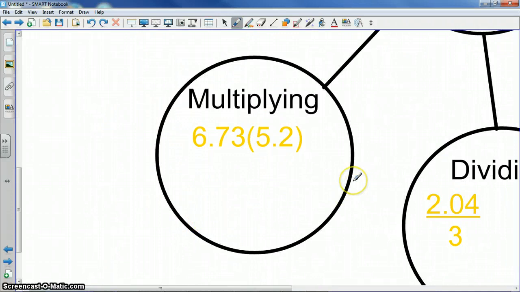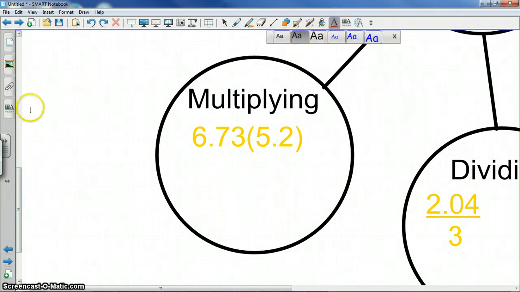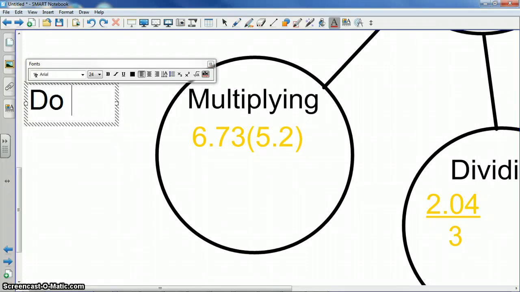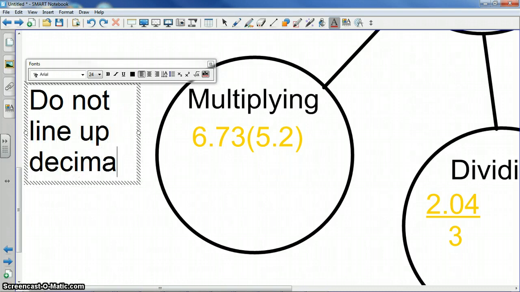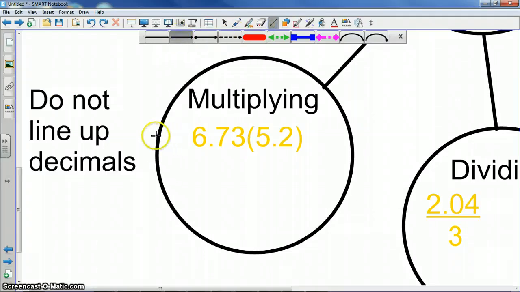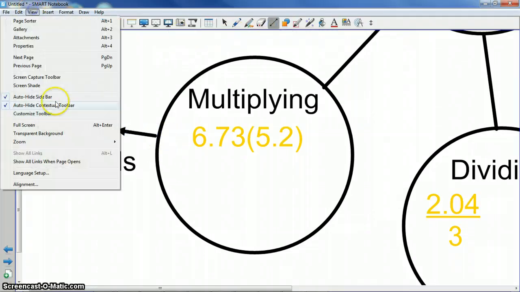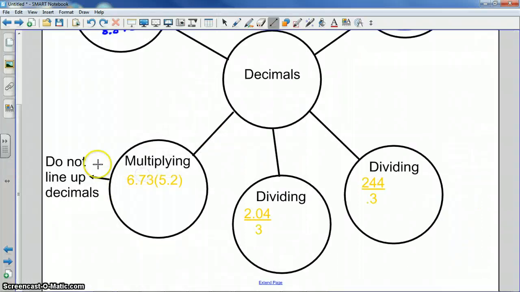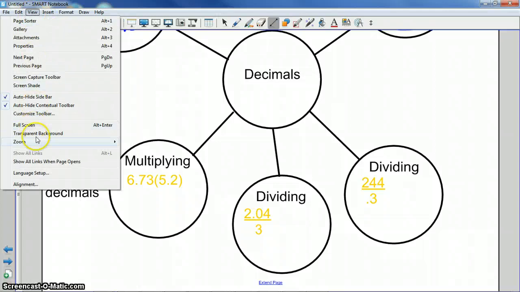Now, multiplication is different in the sense that we do not line decimals up for multiplication. And that's one thing that people forget sometimes at your age. They try to line up the decimals, and technically you could do that if you did it right and still get the right answer, but most of the time it throws you off. Do not line up decimals if you're multiplying. So let me draw an arrow. If we zoom back out, you can see what I wrote, and that may be a good note for you to throw in there. Do not line up decimals when you're multiplying. That will, more often than not, cause you to miss the problem.